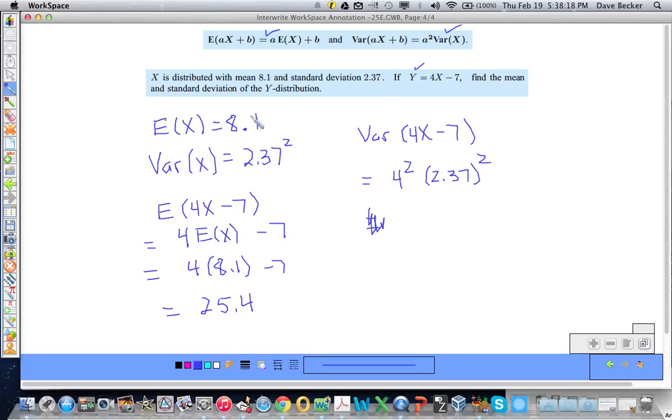But we do know the mean and the standard deviation of the y distribution. The mean is 25.4, and for the standard deviation, we need the variance to get it, so we take the square root of that. So the standard deviation would be the square root of 4 squared times 2.37 squared, which is equal to 4 times 2.37, which is equal to 9.48.